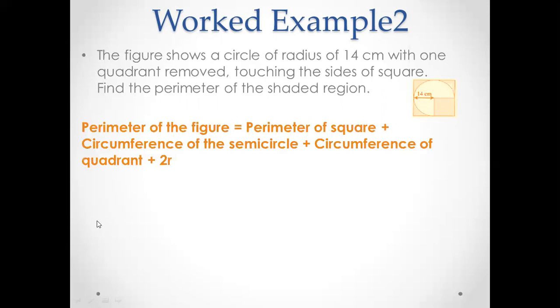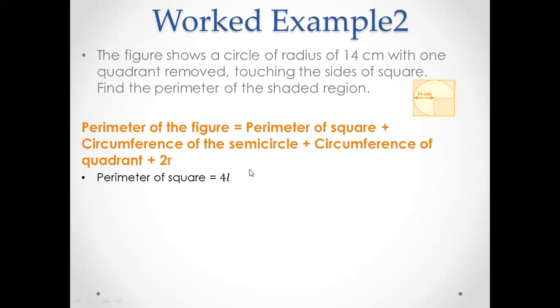So we can calculate the perimeter of this figure by calculating the perimeter of the square and adding the circumference of the semicircle. Here you can see a semicircle and the circumference of the quadrant plus the radius. Here this is the radius and another radius, so we have to add 2 radius, that means 2r. Now we will look at the formulas for the perimeter of a square, the circumference of a semicircle and the circumference of the quadrant.